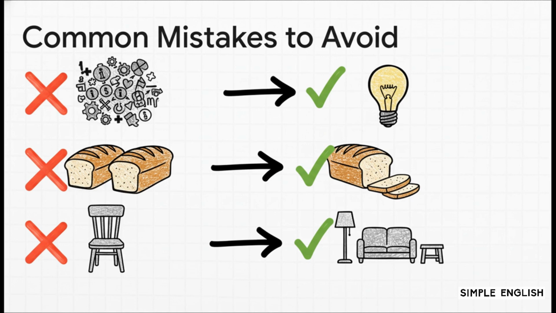You'd never say many informations. Information is always uncountable, so it's much information. And you don't buy 2 breads, you buy 2 pieces of bread or 2 loaves of bread. And furniture is a classic tricky one. It's always uncountable. Getting these right will make a huge difference.